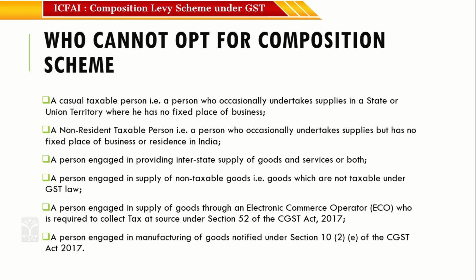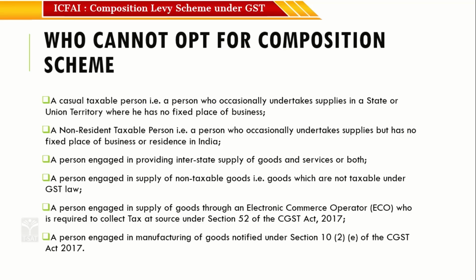Subsequently, a person engaged in supply of goods through any kind of ECO. What is ECO? E-commerce operator, like Amazon, Flipkart, Myntra and a lot others. They also need to opt for regular levy only. Lastly, a person engaged in manufacturing of goods notified under Section 10 Clause 2 of the CGST Act is also not allowed to opt for it.